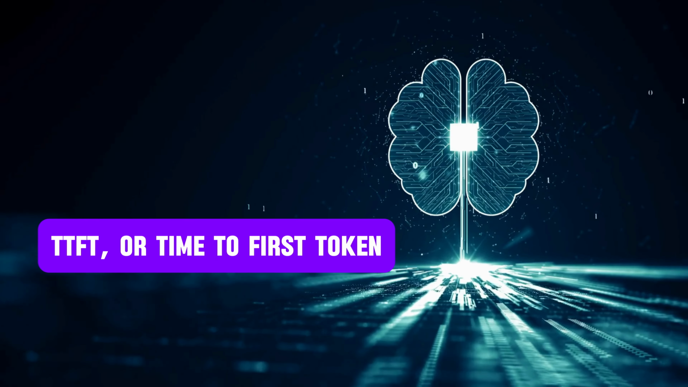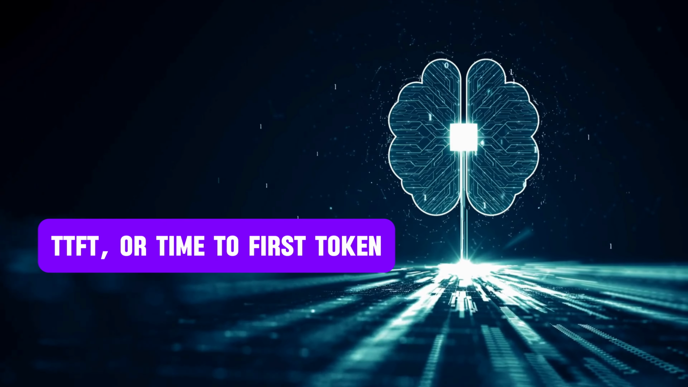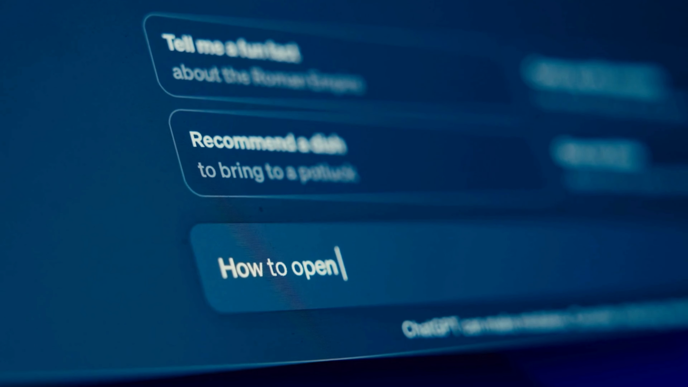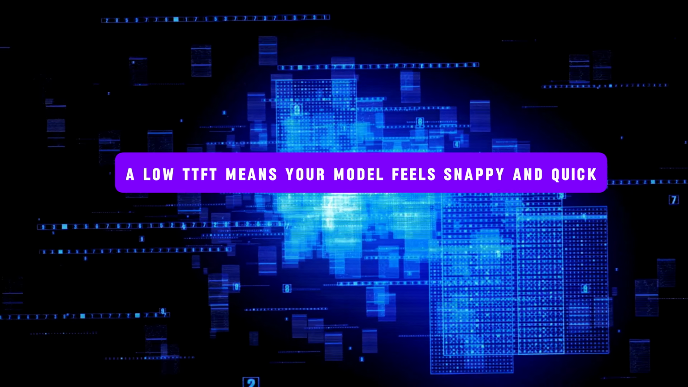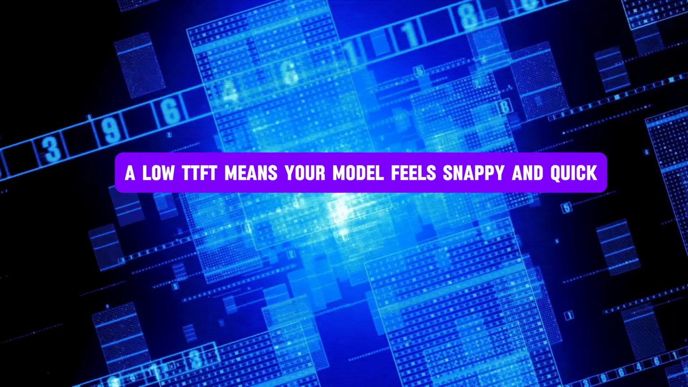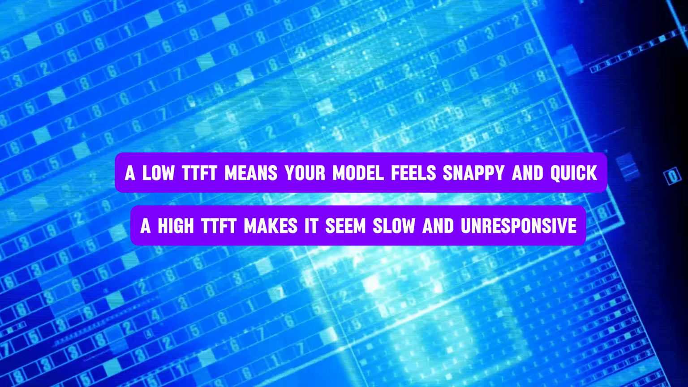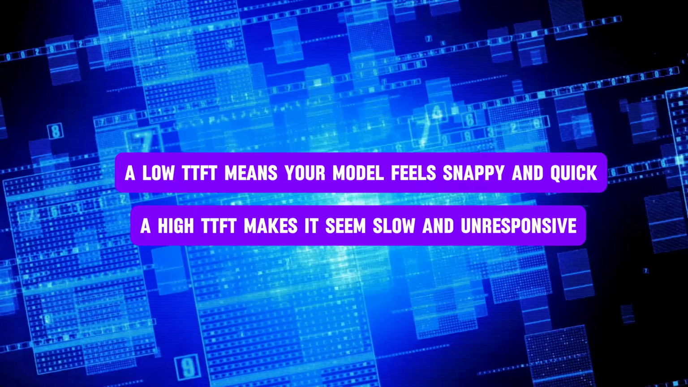When we talk about optimizing large language models, it's important to understand the key metrics that actually show whether your setup is good or not. The first one is called TTFT, or time to first token. This measures how long it takes for the model to start responding after you send it a prompt. Imagine you ask a question in a chatbot. The faster the first word comes back, the more responsive it feels, right? A low TTFT means your model feels snappy and quick, while a high TTFT makes it seem slow and unresponsive.